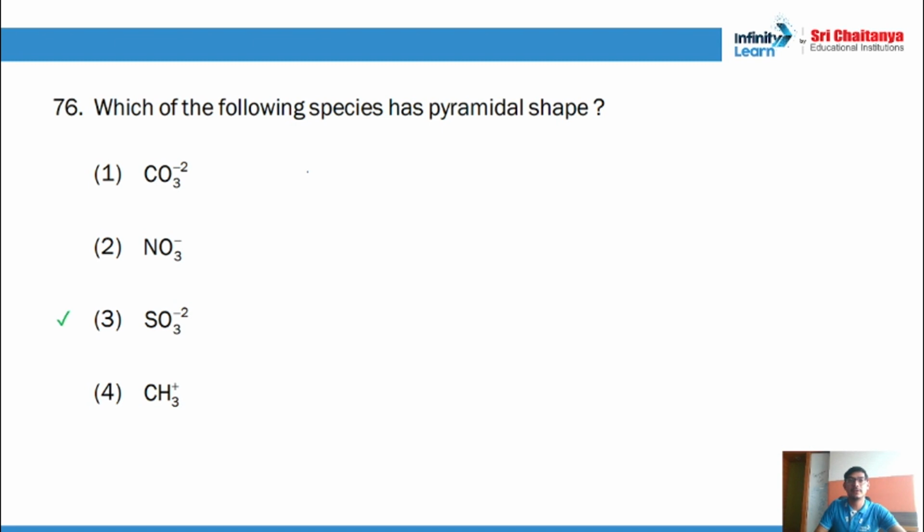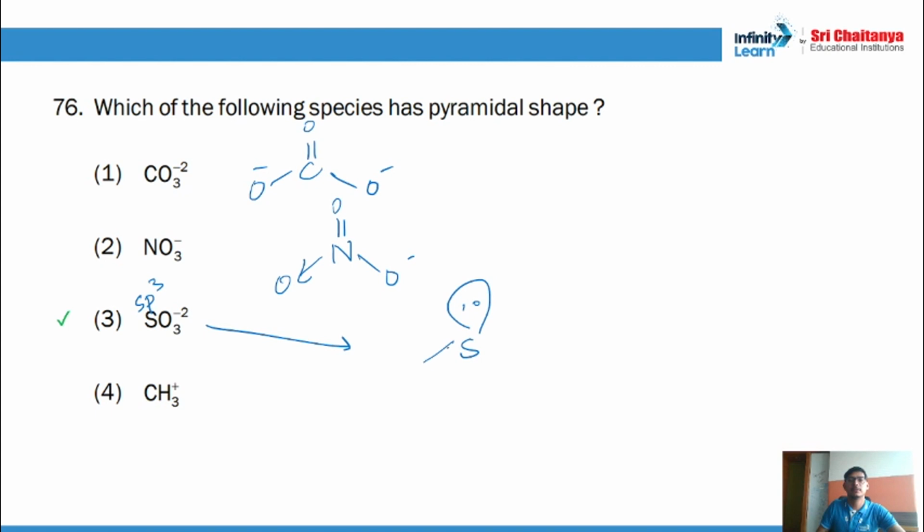Next question: which of the following has pyramidal shape? You'll have to find out the shapes. You can do that via hybridization. So NO3 minus, just put nitrogen here. There is a coordinate covalent bond and it's the nitrate ion. But sulfite ion is pyramidal because the hybridization of sulfur is sp3, right? So there is a lone pair, there is a doubly bonded oxygen, there is a singly bonded oxygen, there is another. This is a carbocation. Carbocations are planar.